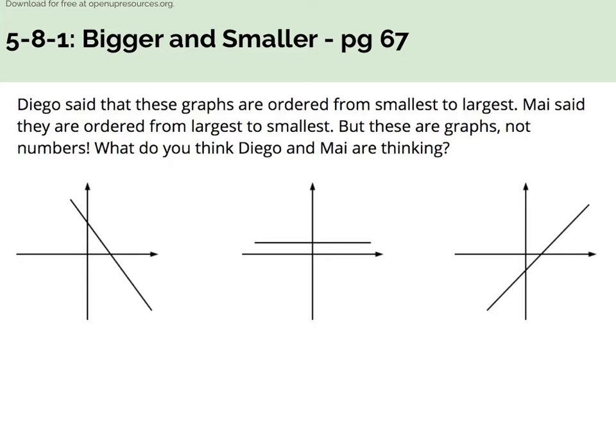All right, so let's look at it. Let's look at this first graph here. On this graph, let's talk about our slope. Here, our slope is negative because it is going down the hill. So maybe that's why Diego was saying that they are in order, because of the slope. Looking at the middle one, our slope is 0. And then the last one, our slope is positive because it's going up the hill.